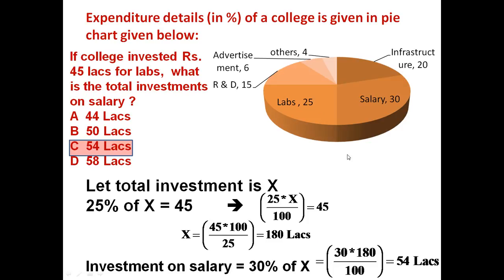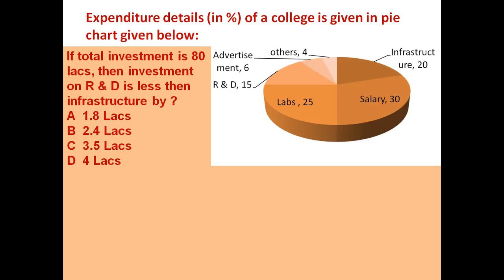Now based on the same information, the another question which we have to answer is, if total investment is 80 lakhs, then investment on R&D is less than infrastructure by. Means if total investment on the college is rupees 80 lakhs, then investment on R&D is less than infrastructure by. Means difference between the infrastructure and R&D expenditure is how much?